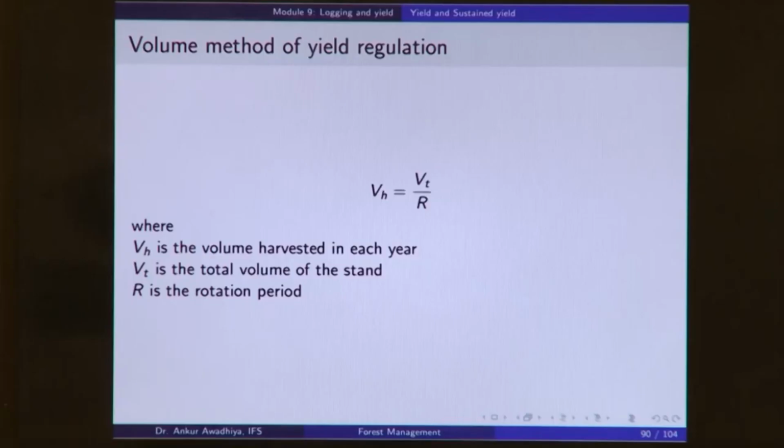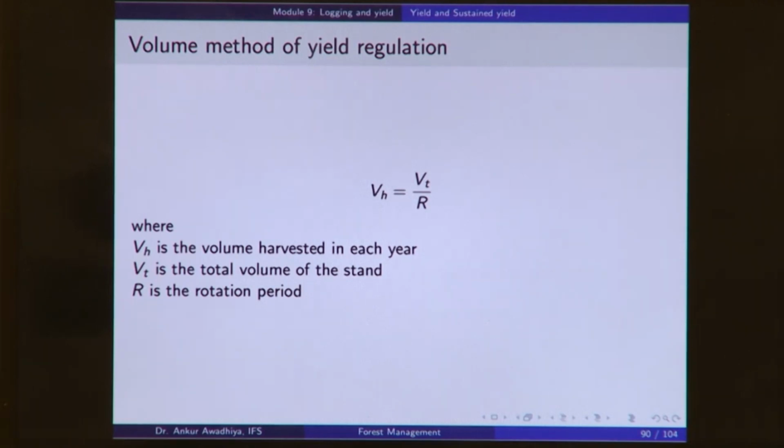So, when we said that we wanted an equal yield every year, this system will fail. It only talks about an even aged forest in a homogeneous situation, in a homogeneous piece of land. So, every parcel of the land has the same fertility, the same amount of water availability, and so on. So, this is a very simple method, but it has its own disadvantages.